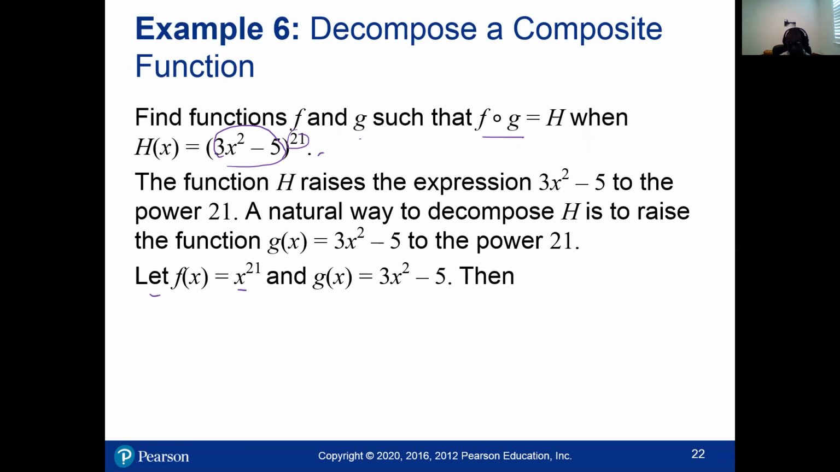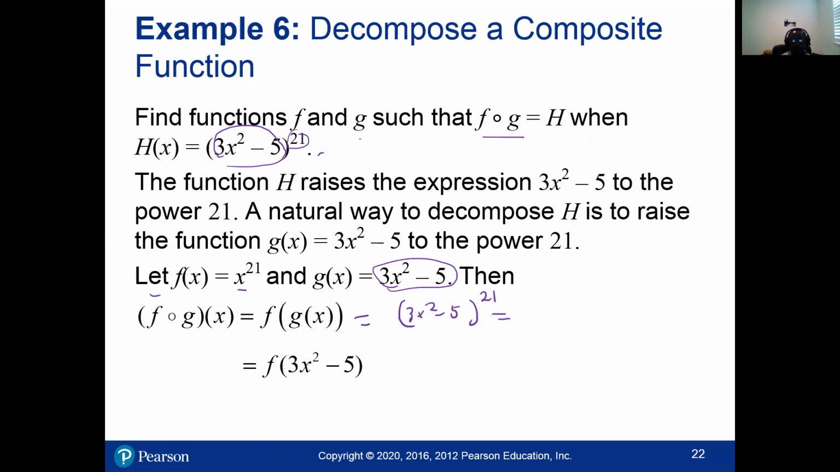So let us figure out whether this is true. g of x is that, so let's find this expression. f of x is x raised to 21, so we have x raised to 21, and in place of x we plug in 3x squared minus 5. So we have 3x squared minus 5 raised to 21, and that is the same as the h that we got. So we plug that in and that gives us the same expression, which is equal to h.